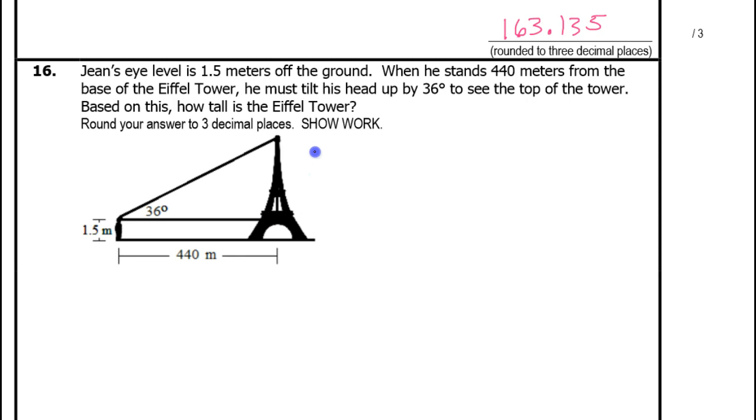Okay, so I'm going to put a big old X right here to represent that we are looking for the height of the Eiffel Tower. Okay, now be careful. The Eiffel Tower is not the side of the triangle that we have. See the 36? The Eiffel Tower goes past this side of the triangle. So we'll have to add an extra 1.5 to whatever we find. We're going to have to add an extra 1.5 to get the height of the Eiffel Tower.